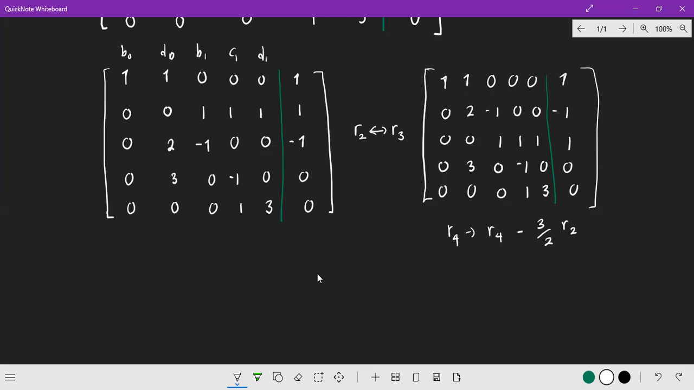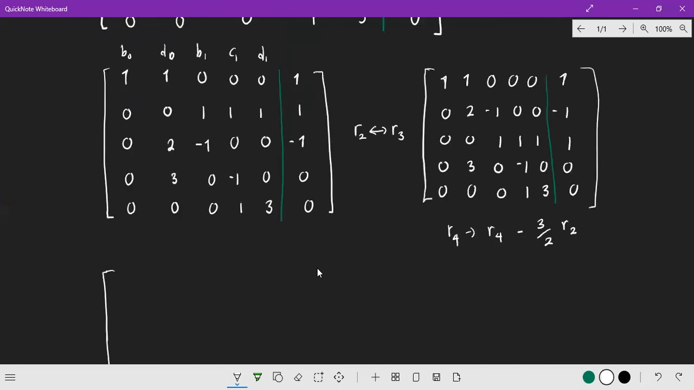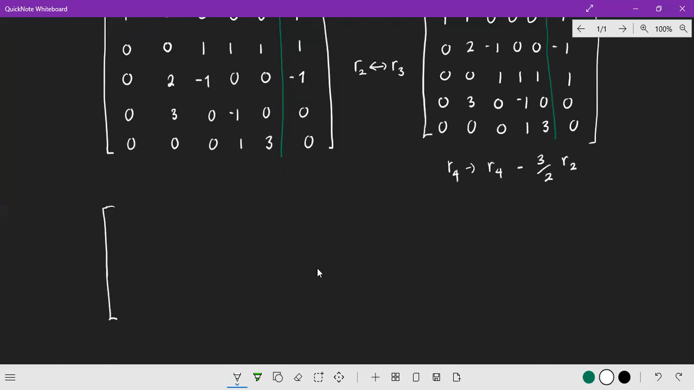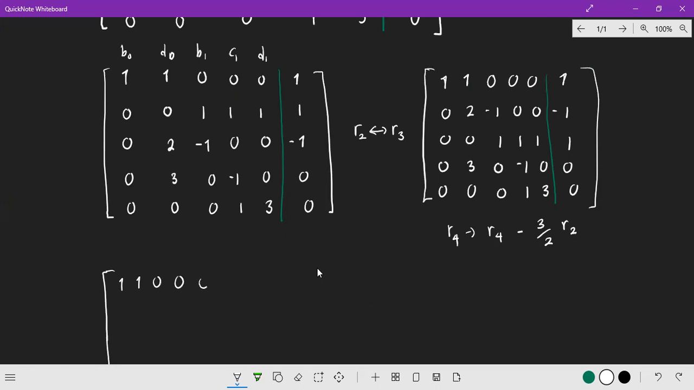So let's see, after doing the operation here, what do we get? The first elements are still the same: 1, 1, 0, 0, 0, 1, and then you have 0, 2. Remember, the row where the pivot is doesn't change. 0, 0, negative 1. And then this one also will not change because it has a 0 below that pivot. So it is to maintain.